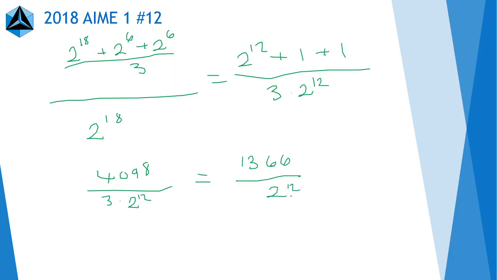However, we can simplify this fraction further, since the numerator is divisible by 2, so this becomes 683 over 2 to the 11th. The top is odd, the bottom is a power of 2, so this is the simplest form. And since the problem just wants the numerator, the answer is just 683.